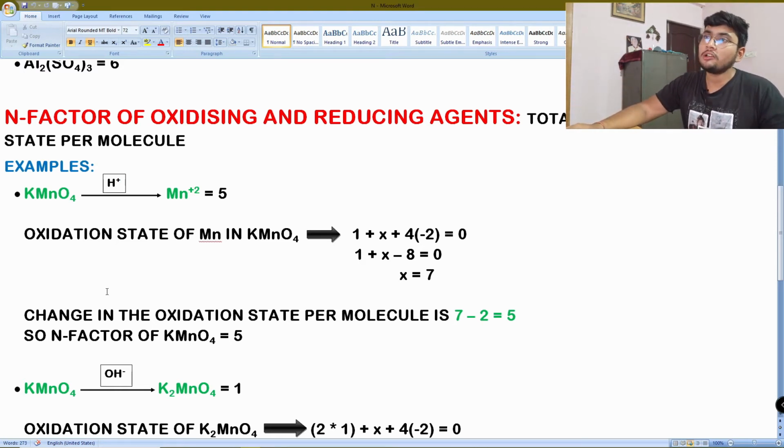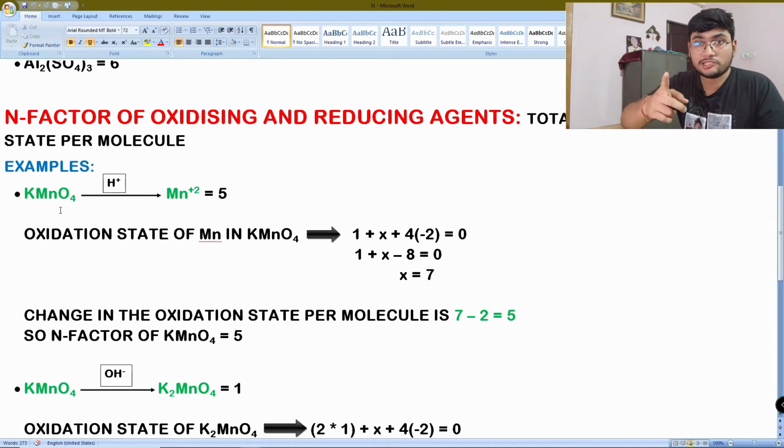So now let us calculate it. So 1 plus x minus 8 equal to 0, so x comes out to be 7. This means that the oxidation state of manganese in potassium permanganate is plus 7. Now when it reacts, it forms a compound in which the oxidation state of manganese is plus 2, right? So what is the overall change per molecule?